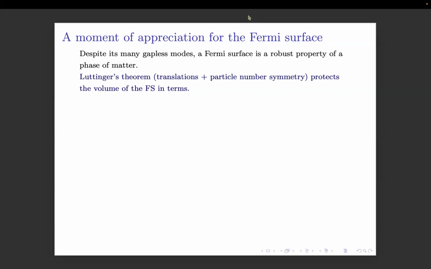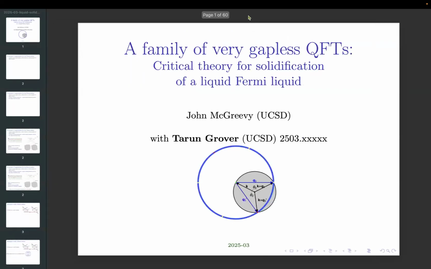And so the volume enclosed in momentum space by the Fermi surface is determined by the number of particles.